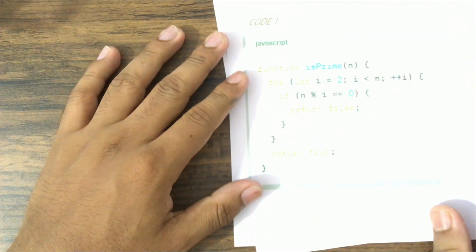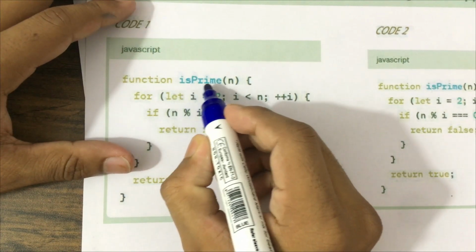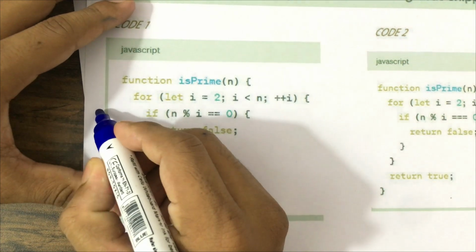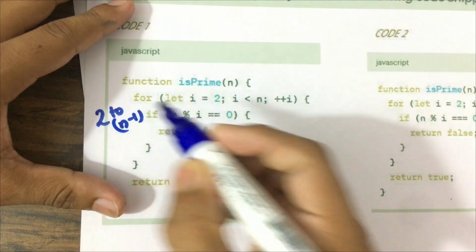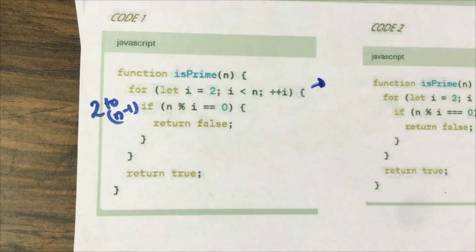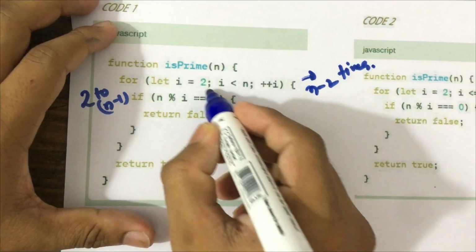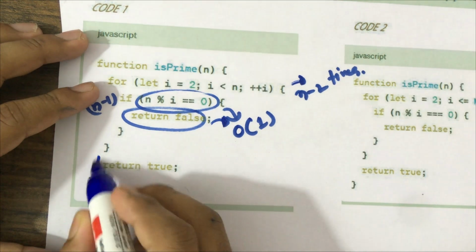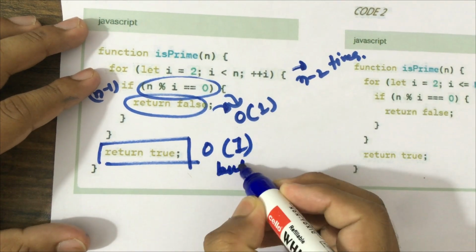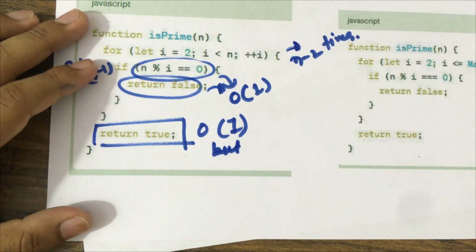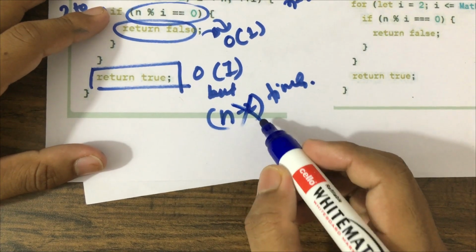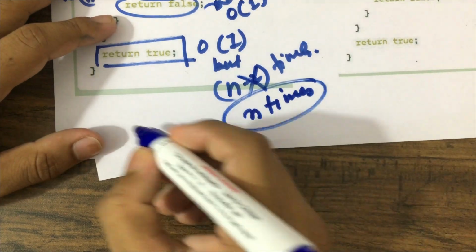So let's look at the first code fully. The function is isPrime(n). Basically i starts at 2 and goes up to n minus 1. So how many times will it run? n minus 2 times. This part is initialization. The statement inside is O(1), but it will be executed n minus 2 times. So for the overall time, we can ignore the minus 2 and just consider n times. The big O becomes O(n) on the left.